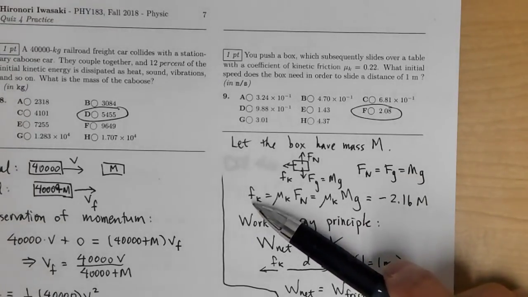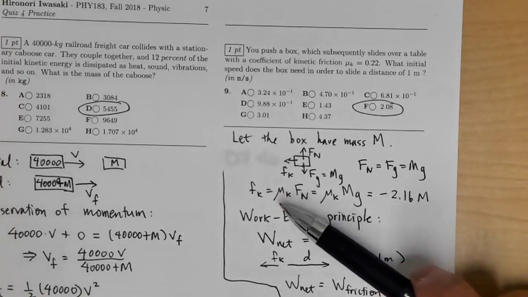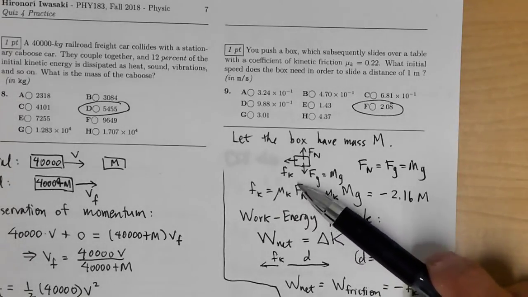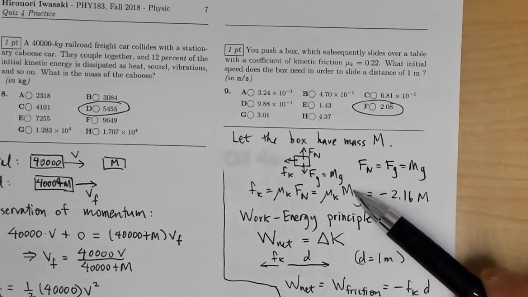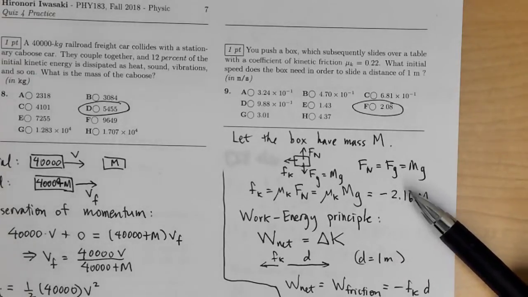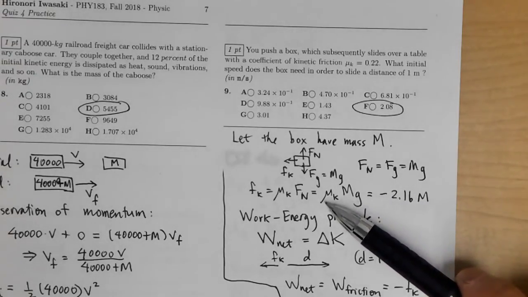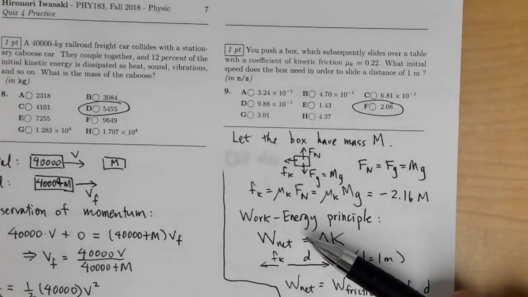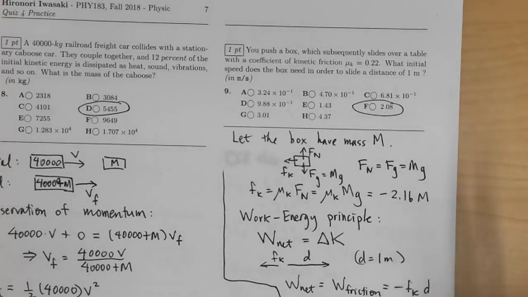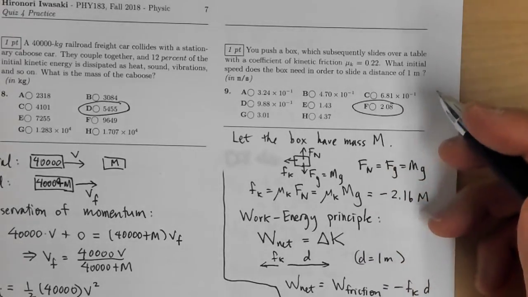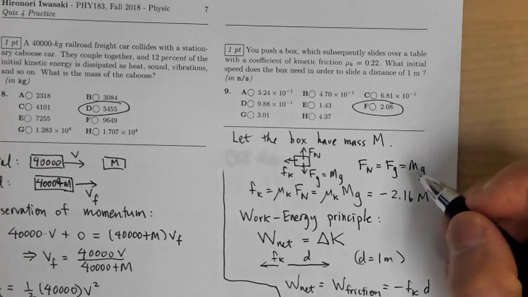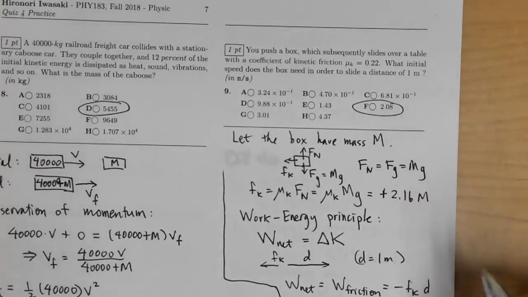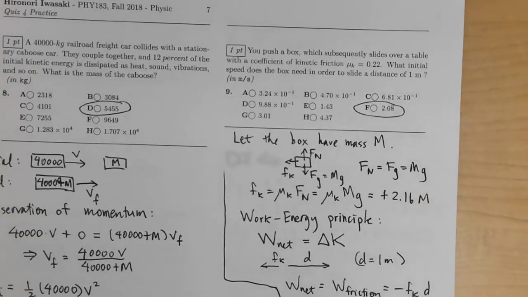Now the force of kinetic friction is mu k, the coefficient of kinetic friction, times Fn. So that's mu k times m times g. So g is 9.8, and mu k is equal to 0.22. I realize I shouldn't have the minus sign appearing here quite yet. Okay, sorry about that. I'll fix it in the notes.